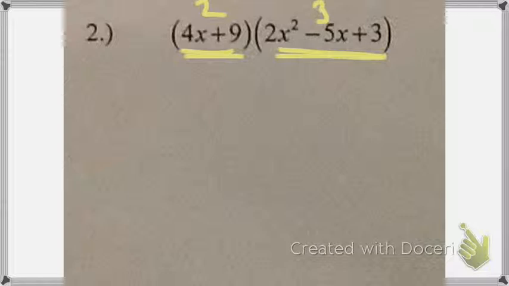Now, it's important that you know how many terms you have because we are going to create a grid system. And we are going to create a grid system of 2 by 3. So I'm going to make a grid with either 2 rows, 3 columns, or 3 columns and 2 rows.